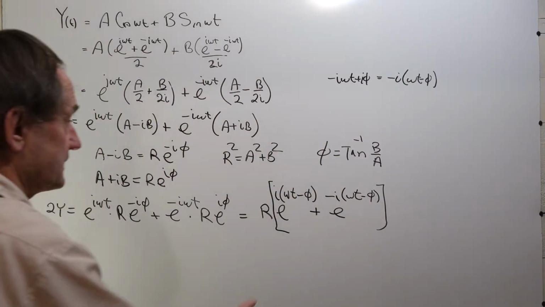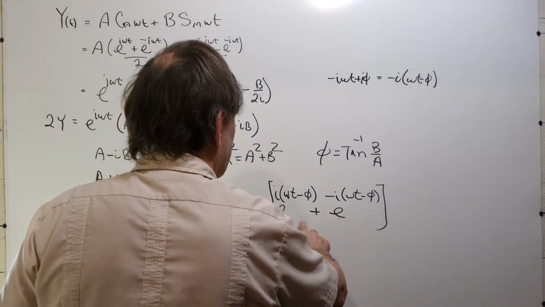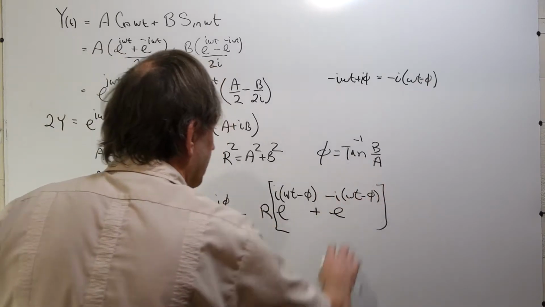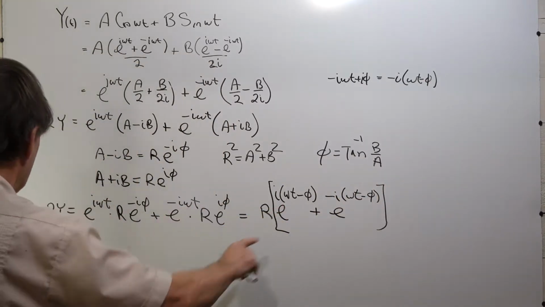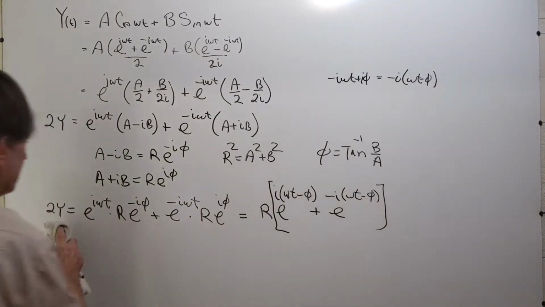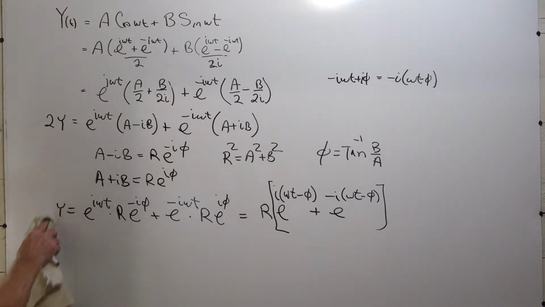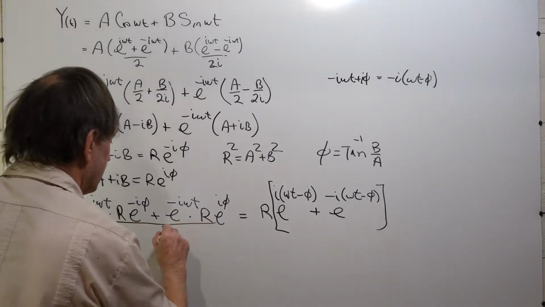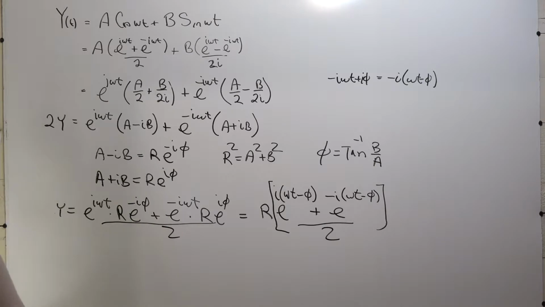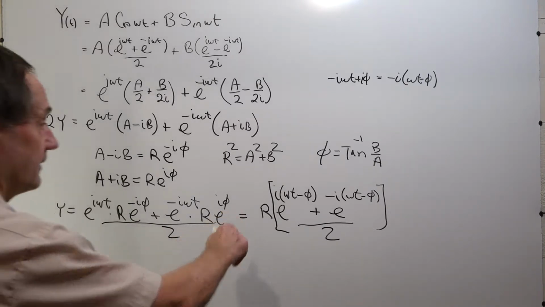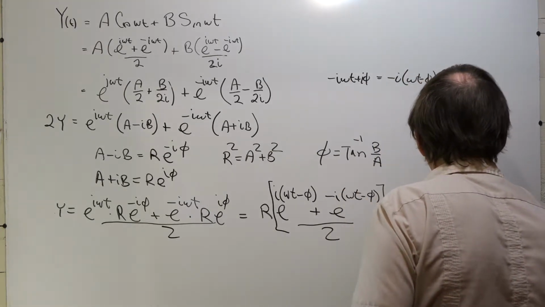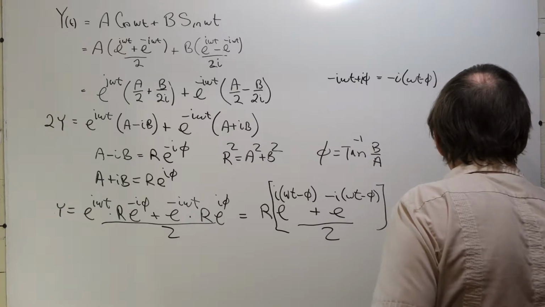Now we recognize this. This is of the proper form to give us a cosine: e to the j angle plus e to the minus j of the same angle. So I bring the 2 down as I have here. I'll take the 2 from this side and divide it through. Now we see that we have the cosine. This is R times the cosine of omega t minus phi.